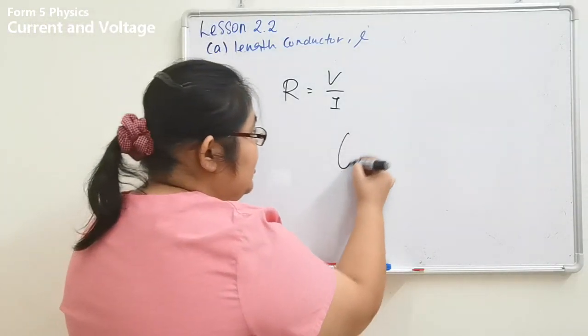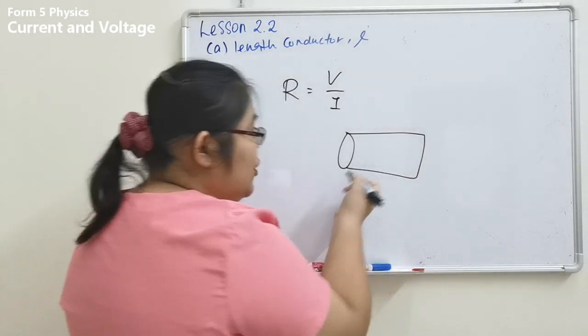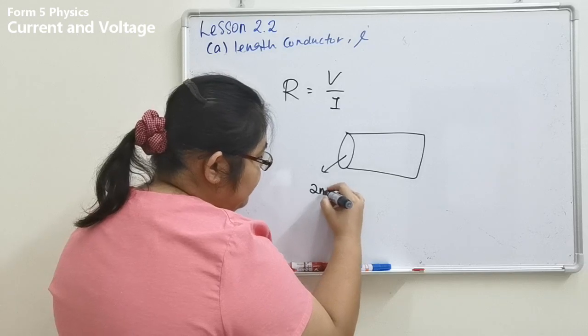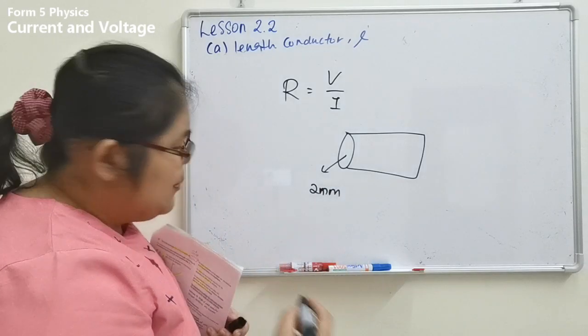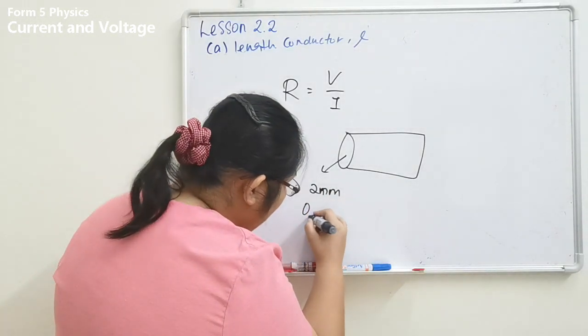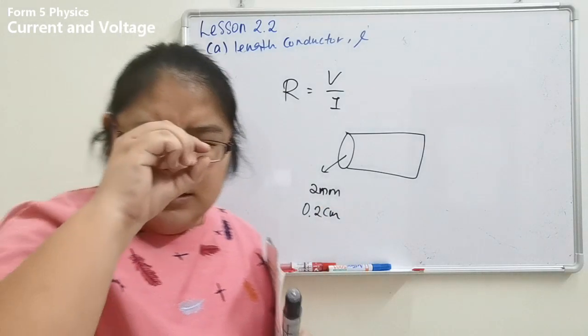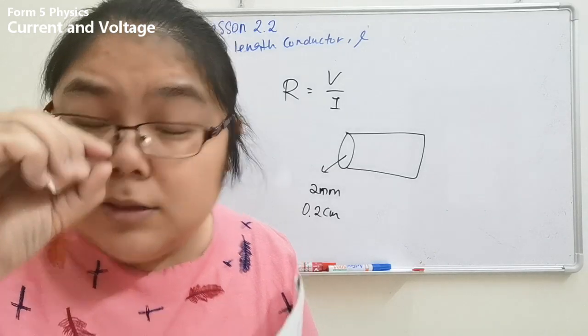This one is the cross-sectional area of the wire. Normally we put a 2 mm. 2 mm is how many cm? 2 mm is 0.2 cm. Very small, no? 0.2 cm like this. This one we call thickness.